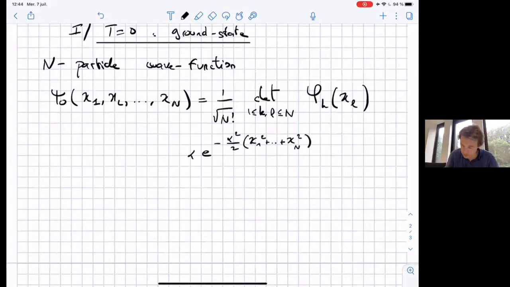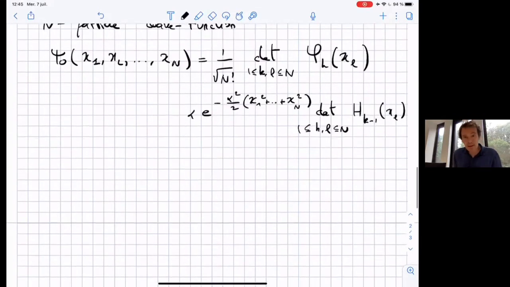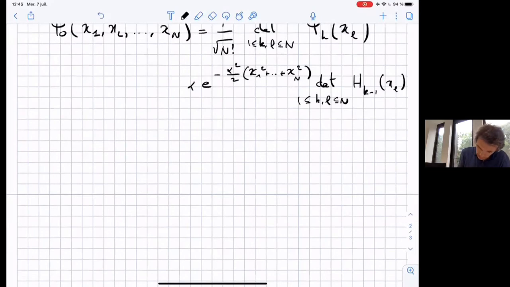And now I have the hardest piece to analyze, which is that I have a determinant of Hermite polynomials. Okay. So let's see how to play a bit with this determinant, and let's look at, say, an easy case, say the case n equals 3 as an example.